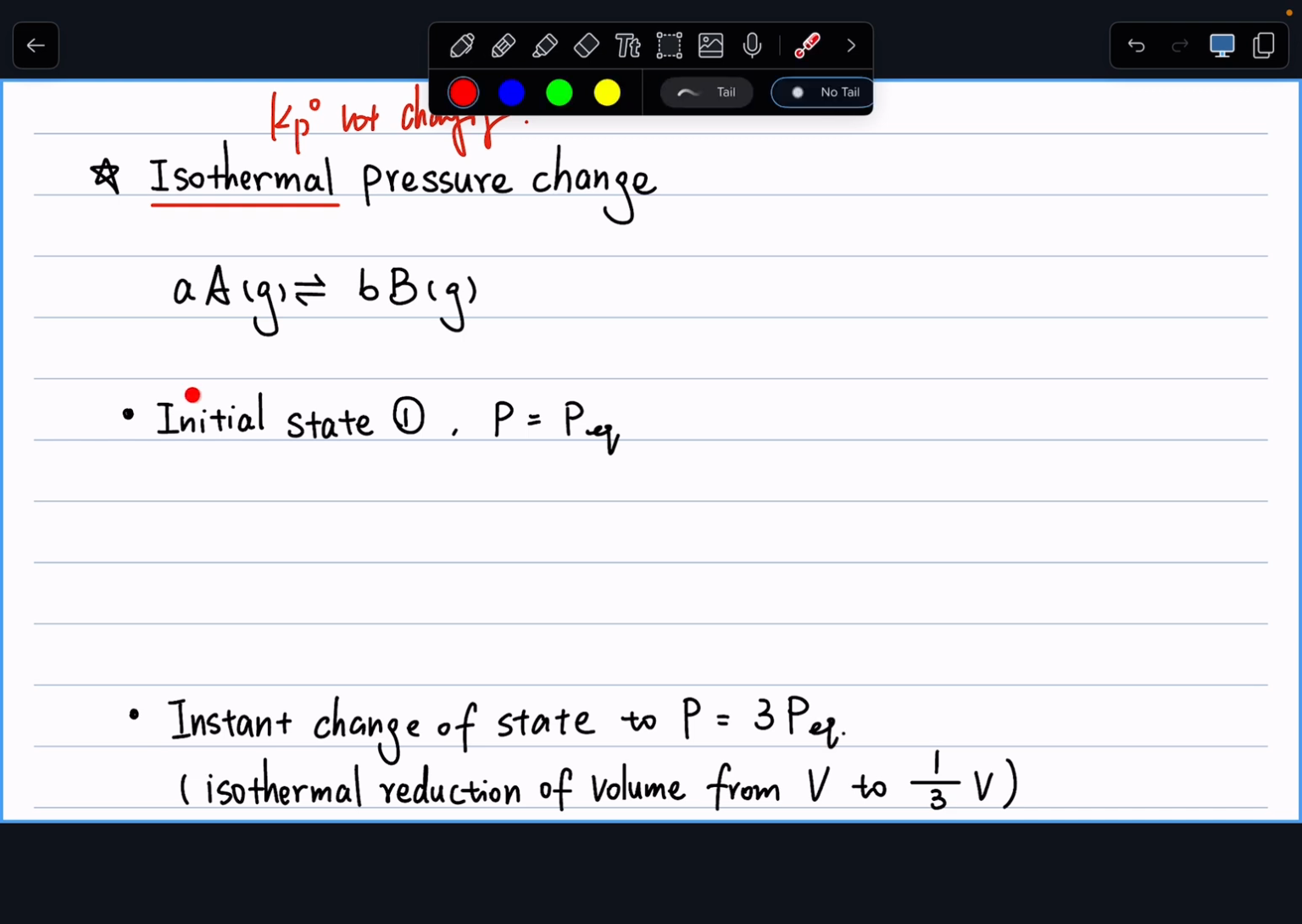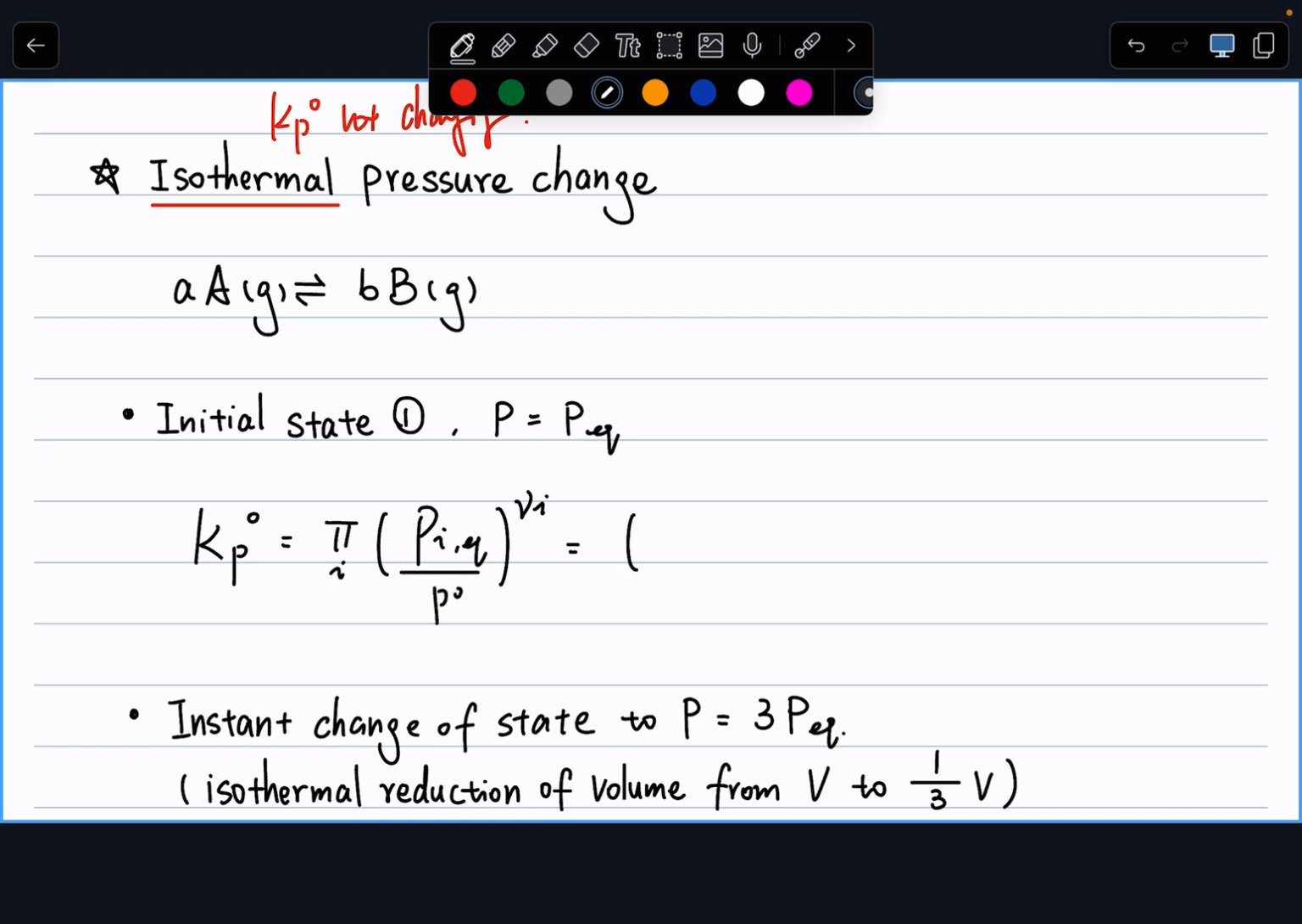So what we can do is write out the equilibrium constant expression. What does that look like? The equilibrium constant equals, again, the product of my Pi equilibrium over P naught. You write that as chi A times total pressure over P naught to the power of a, times chi B times total pressure over P naught to the power of b.